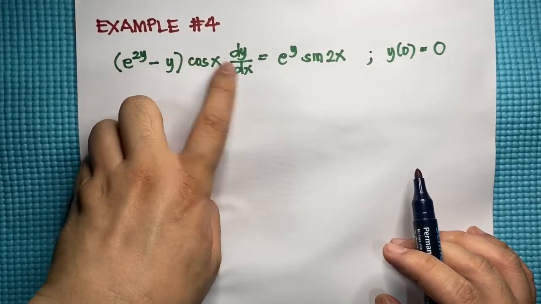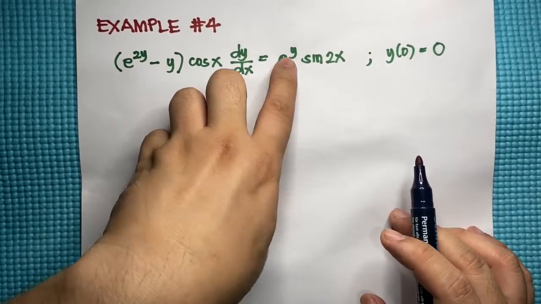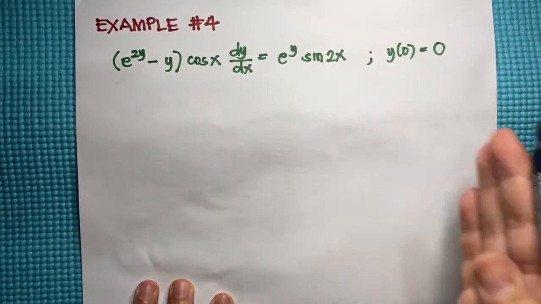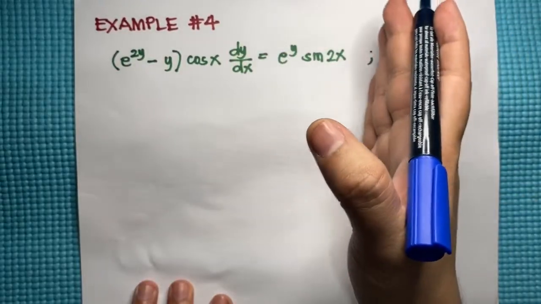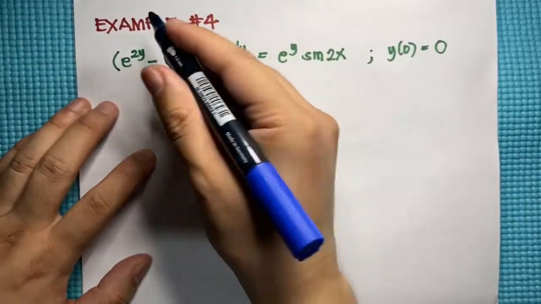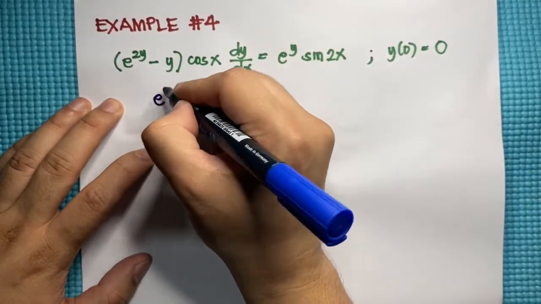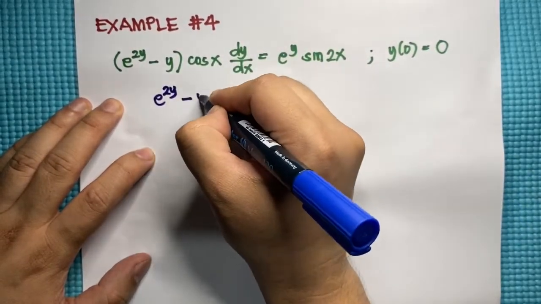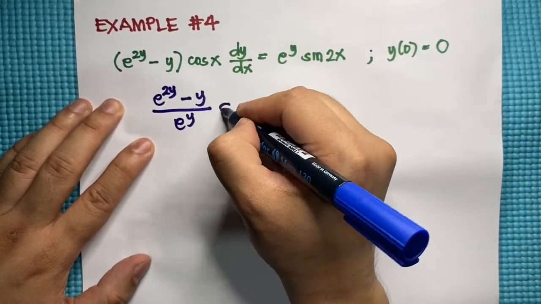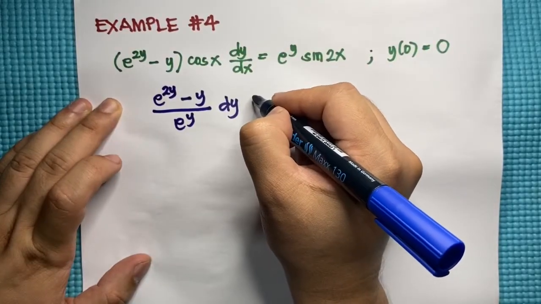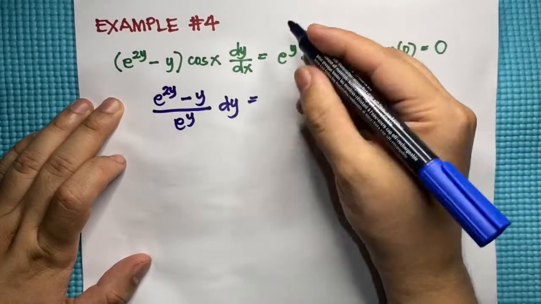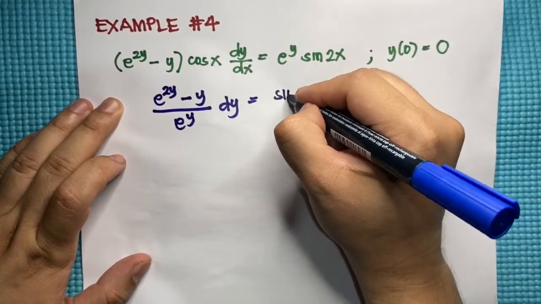So cosine x and dx are on the left-hand side, and e^y is on the right-hand side. But if we want to transform this so that all of the y's are on the left-hand side, let's try to do it this way. Such that (e^(2y) − y)/e^y multiplied by dy would be equal to, with everything on the right-hand side, sine 2x.